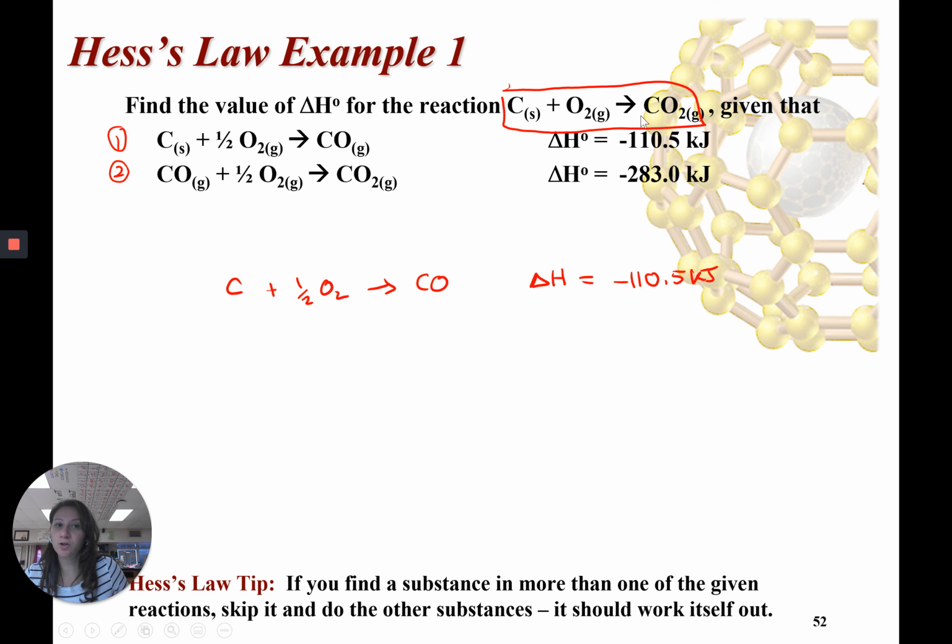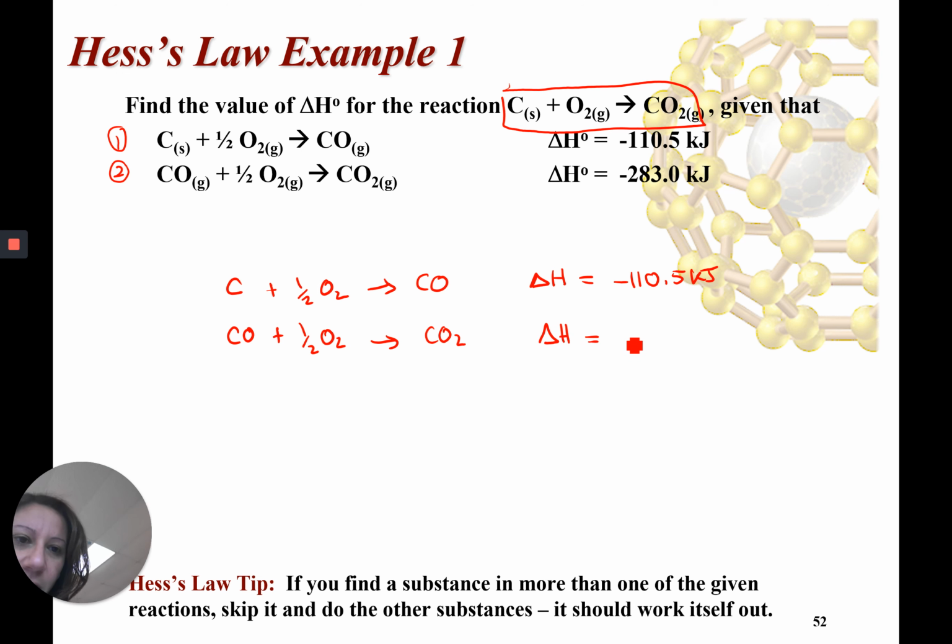Next substance is CO2. Where do you find CO2? Well, we find it in equation 2. And check, is it the correct side? Yes, it's a product here and it's a product here. Is it the correct coefficient? 1 and 1, so that's good. So just rewrite that equation, no need to manipulate it. CO plus half O2 yields CO2. Delta H is negative 283.0 kilojoules.